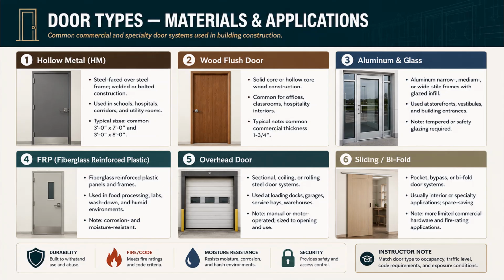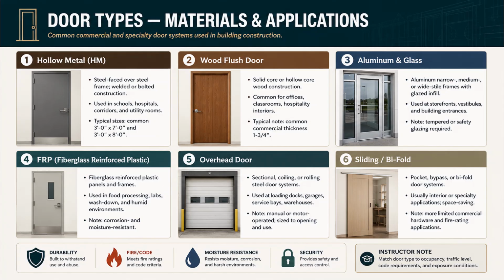Wood flush doors are solid core or hollow core wood construction, common for offices, classrooms, and hospitality interiors. A typical commercial wood door thickness is 1 3/4 inches. Remember that number. Solid core for sound and durability, hollow core for lighter, lower-cost interior use.